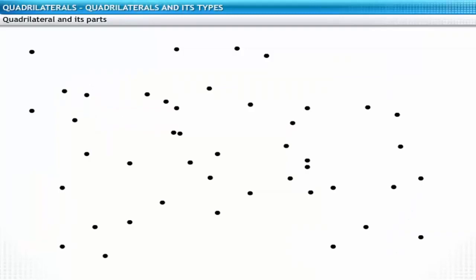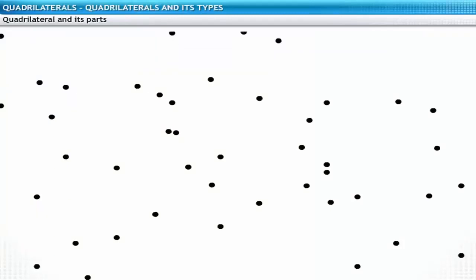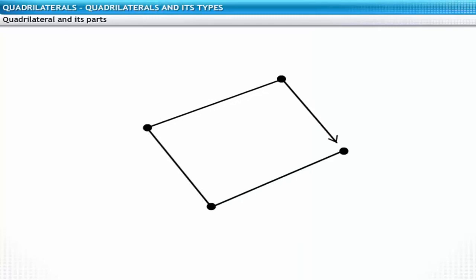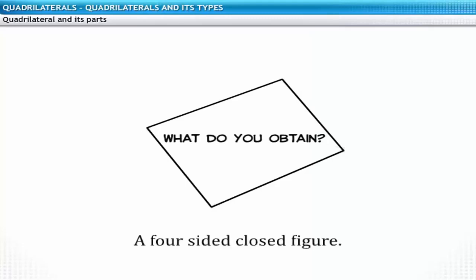Look at these points on a plane. Consider any 4 points such that no 3 points lie on the same line. Join the points in a clockwise or anti-clockwise direction. What do you obtain? A 4-sided closed figure. This is called a quadrilateral.